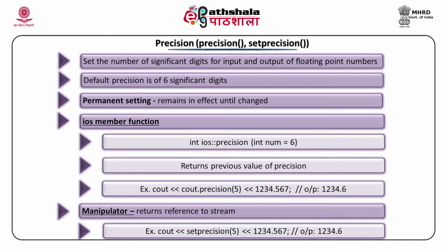In this example, I have said cout.precision 5. So it will consider only 5 significant digits. Now see, my item to be displayed is 1234.567. So it has 7 digits, but only 5 significant will be displayed. So the output will be 1234.6. Here you can mark that it does rounding.